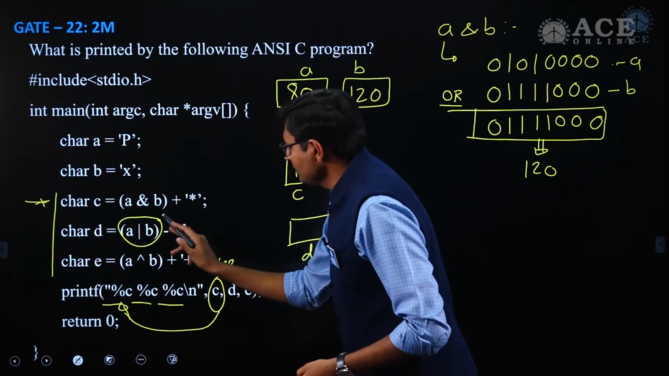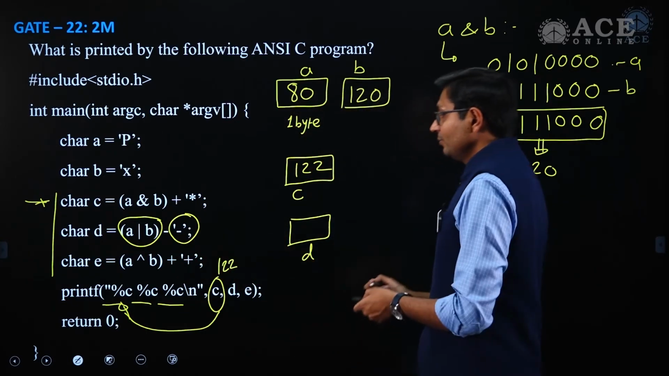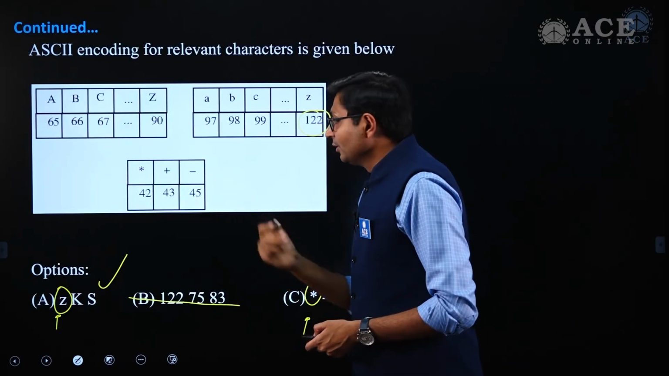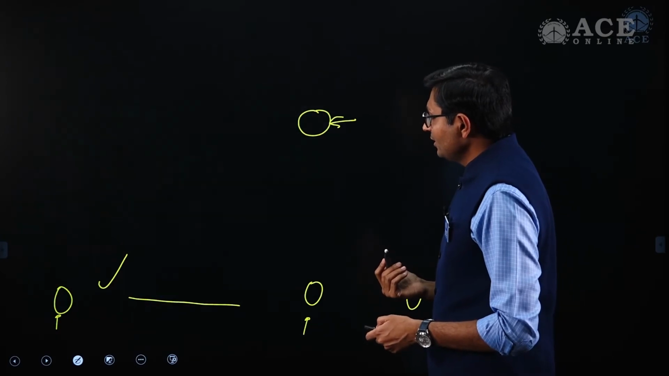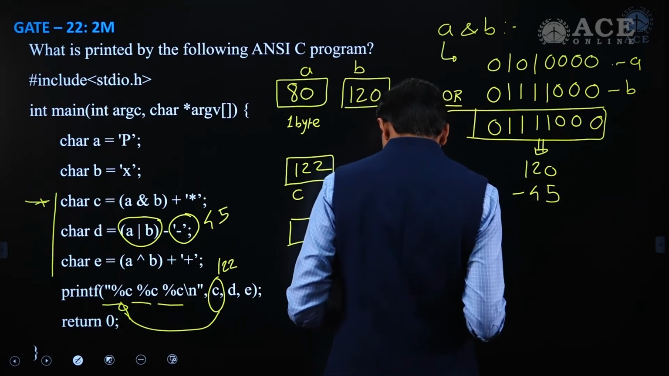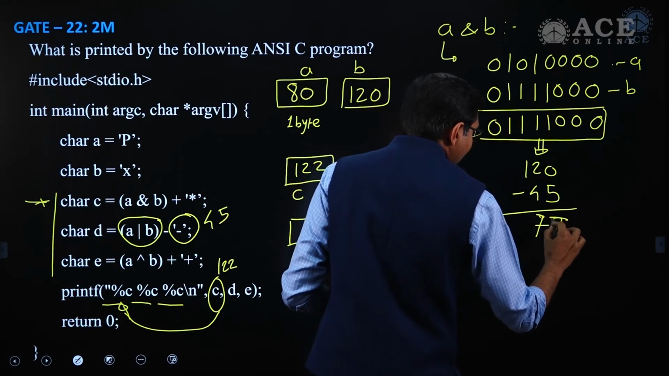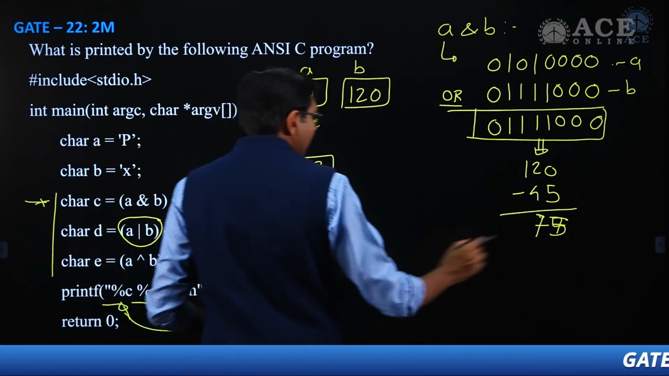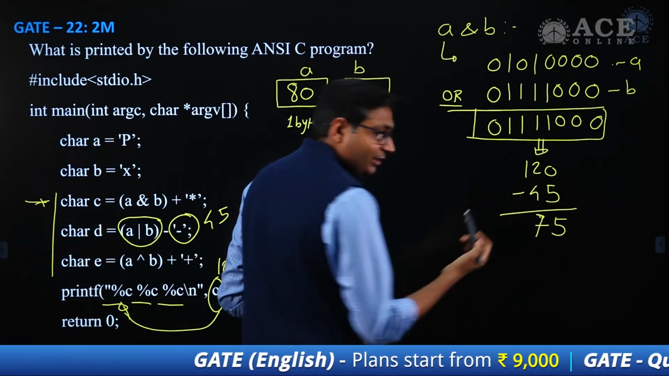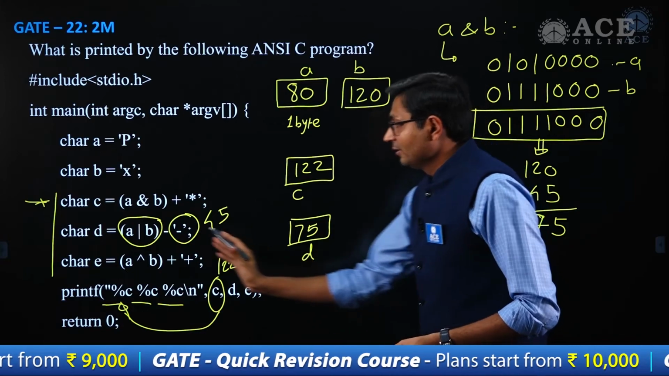This expression is 120 minus, what is the ASCII value of minus? 45. What is the expression result? 120 minus 45, so it is going to be 75. Let me just correct it. Alright, 75. So 75 is going to be stored in the D variable.